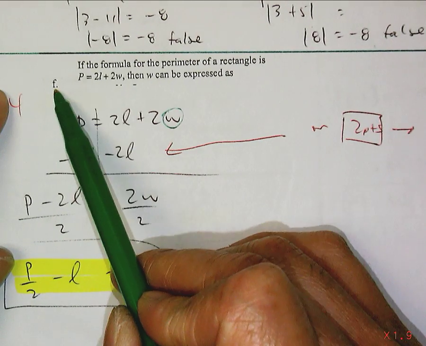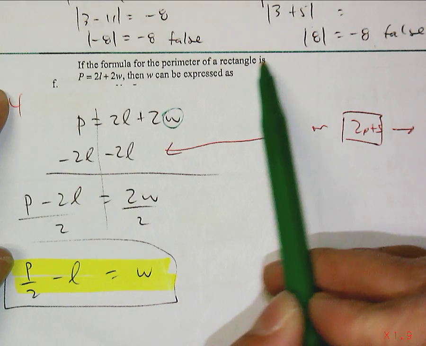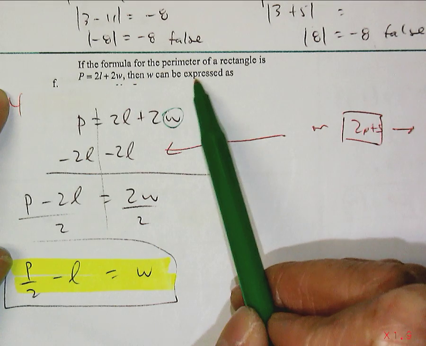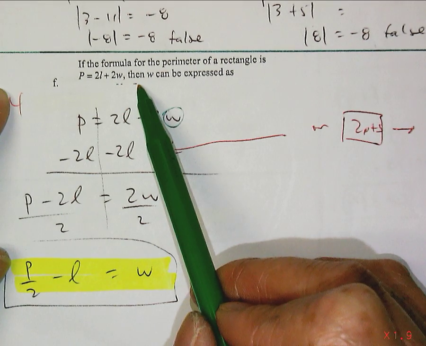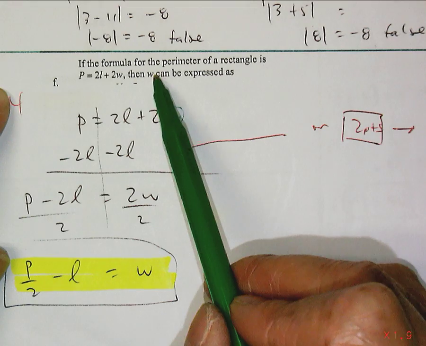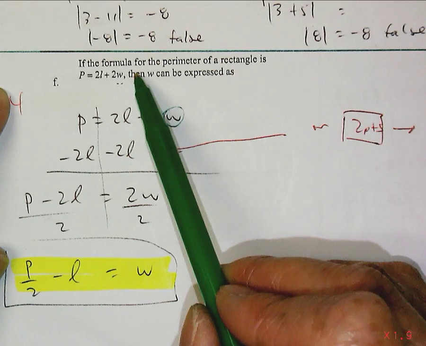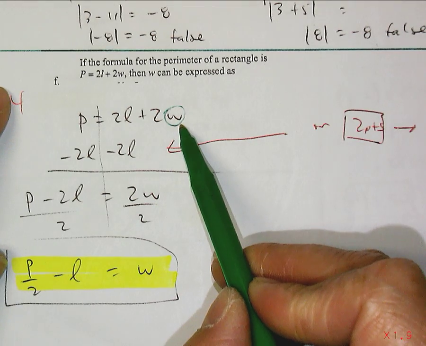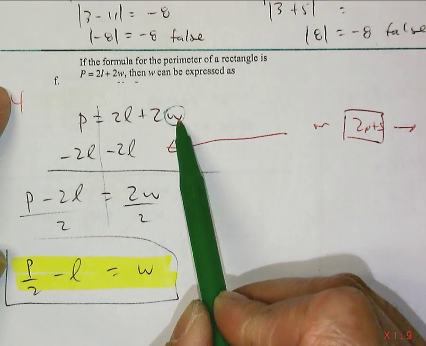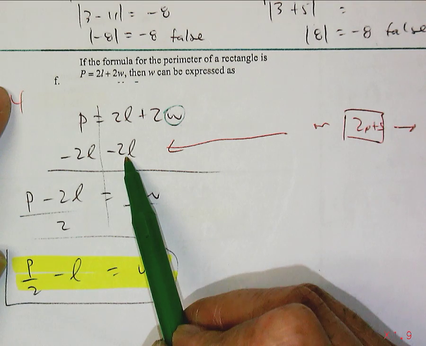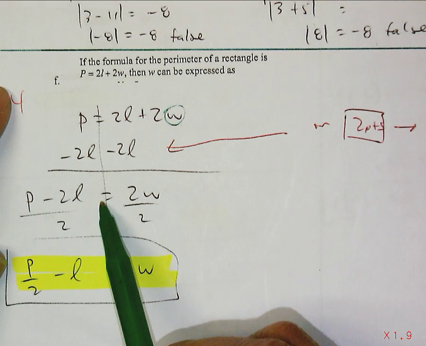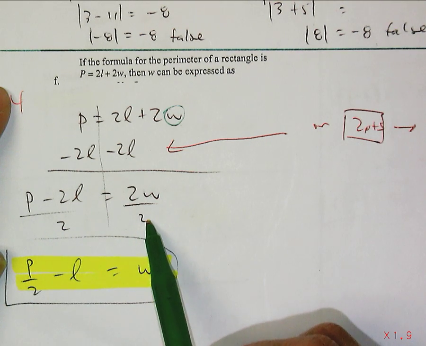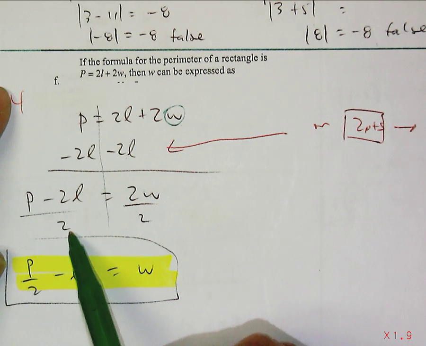Here's a problem, 5f. If the formula for the perimeter of a rectangle is P equals 2L plus 2W, then W can be expressed as, you can also read this as then W can be written as, or solve for W. Notice how I circled W here, which means I want to get it by itself. I subtracted 2L, so I get P minus 2L equals 2W. To get W by itself, I divide the whole right side by 2 and the whole left side by 2.